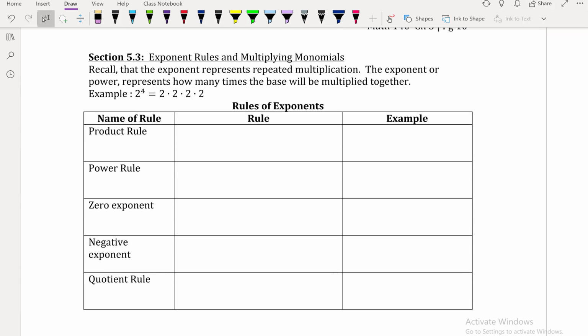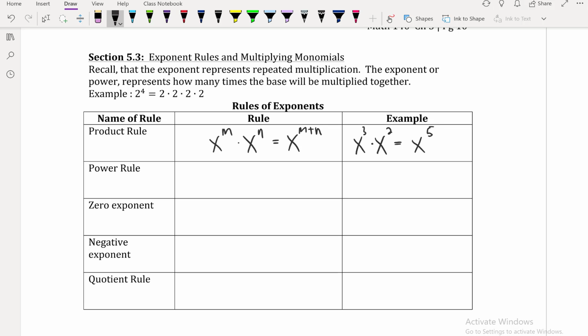And so section 5.3 continues. We have our product rule. So if I have x to the m times x to the n, then it'd be x to the m plus n. For example, x cubed times x squared is going to give you x to the 5th power because you're adding that 3 plus 2.